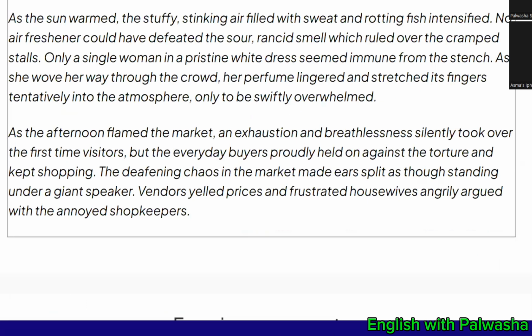All right. So now this is the ending. As the afternoon flamed the market, exhaustion and breathlessness silently took over the first time visitors, but the everyday buyers proudly held on against the torture and kept shopping. The deafening chaos in the market made ears split as though standing under a giant speaker. Vendors yelled prices and frustrated housewives angrily argued with the annoyed shopkeepers.